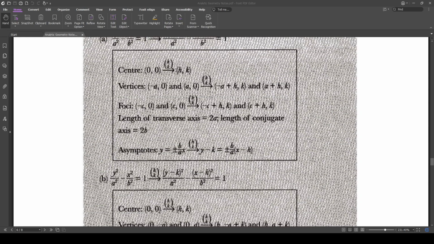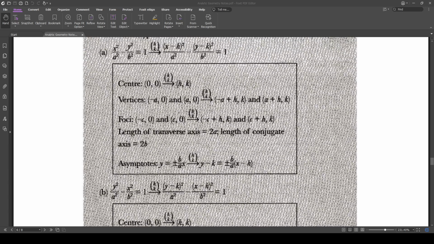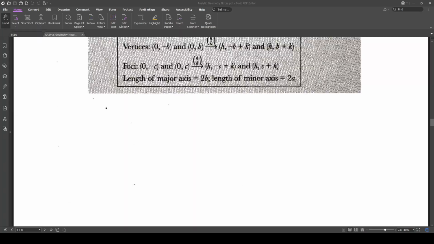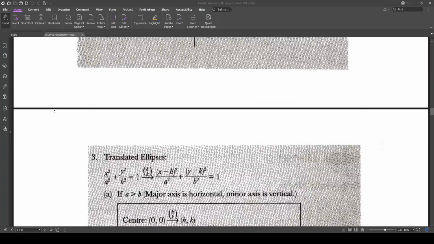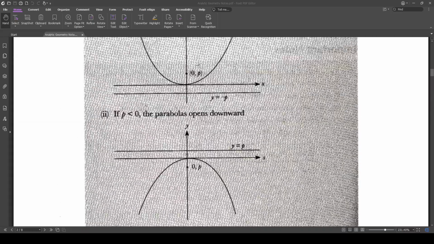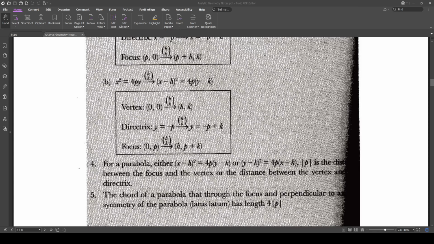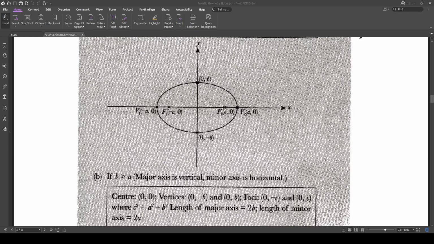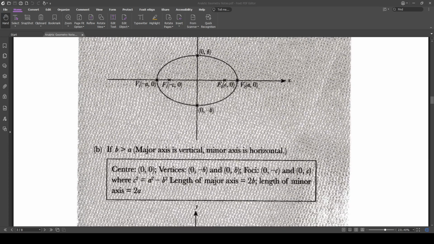So if you notice in the notes, the most important things are the center, vertices, foci, the length, and the asymptotes. The asymptotes you will only notice in hyperbolas. You will not see asymptotes in ellipses, nor in parabolas. For parabolas, you'll see vertices, directrix, and focus. For ellipses, you will see center, vertices, and foci, and the length of the major and minor axes.